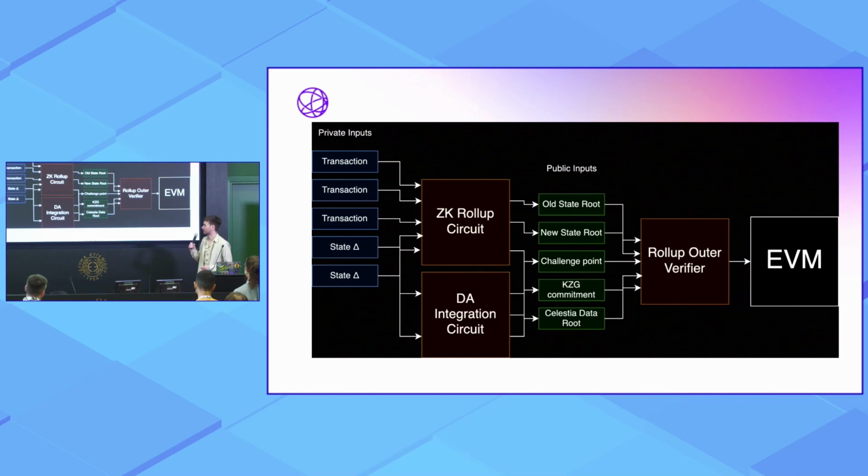Well, I tried to draw the arrows so that the challenge point and the KZG commitment go into both. But it's a little bit frustrating to use the drawing tool. I think that both circuits need to have the challenge point and the KZG commitment. Maybe there's some way around it. I'm not quite sure. So if I wanted to integrate this right now, I would have to change the ZK rollup circuit to commit to that.